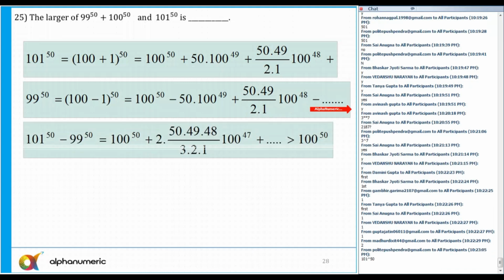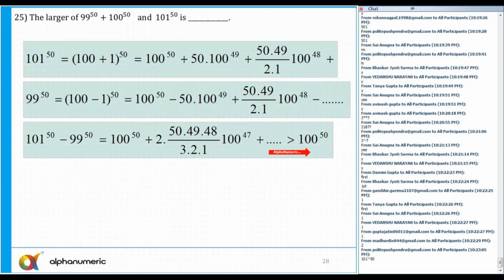Okay. Now, if I take a difference of these two, I'll get this expression. These two will get subtracted and it will get added. If you add this, it comes out to be 100 raised to power 50 and so on. So the right hand side is definitely greater than 1 raised to power 50. It is definitely greater than 100 raised to power 50 plus 99 raised to power.